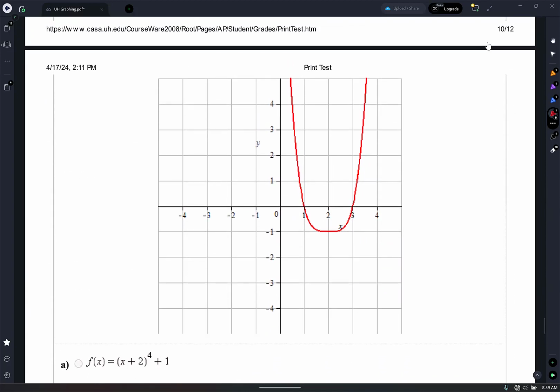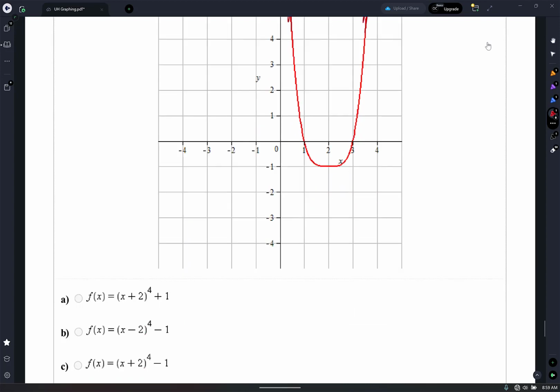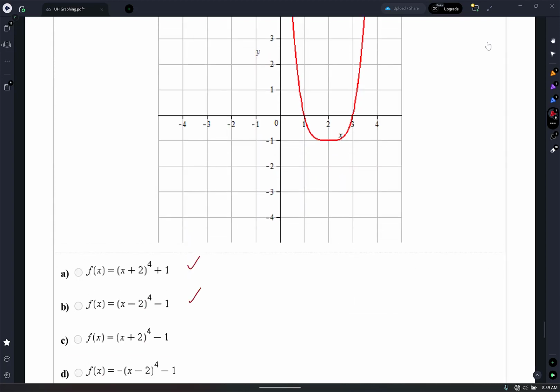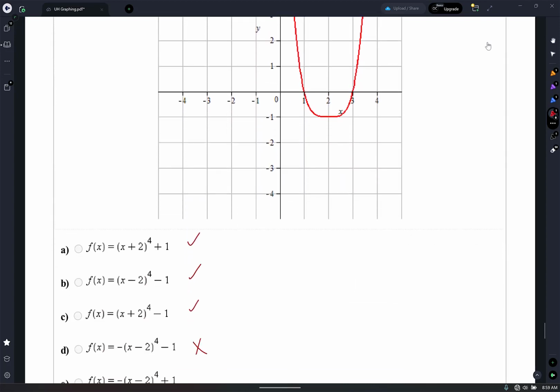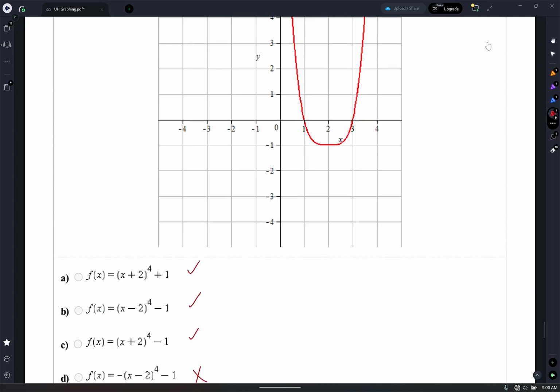My end behavior is even. Opening upwards. I'm going to delete anything that is not even or positive. Maybe, maybe, maybe. Out, out. So 33% chance, or I guess letter F is a possible maybe.